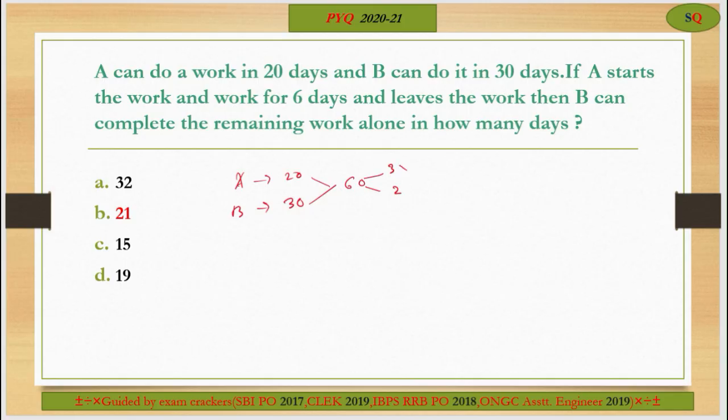A starts work and works for how many days? 6 days. So total units he did how many? 18 units. So total remaining work will be 60 minus 18, it is 42. This 42 remaining work will be done by whom? By B. B can do in 1 day how many units of work? 2 units of work. So divide 42 by 2, we will get 21. So the answer is 21.